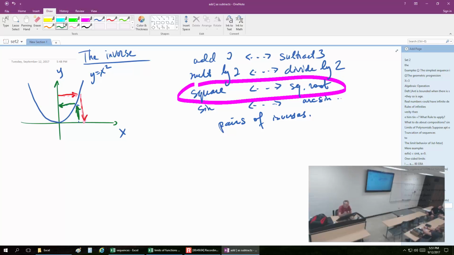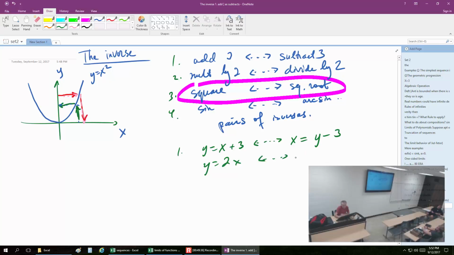Okay, so then let me write out these pairs. If I want to do it algebraically, I have y equals x plus 3 as my original function, and then I invert it. What do I have? It is x equals y minus 3. It's the same equation, right? Same equation. We just decide that we flip the independent variables. So y is equal to 2x. The inverse is what? y over 2 equals x. Yes, y over 2 equals x, that's right.